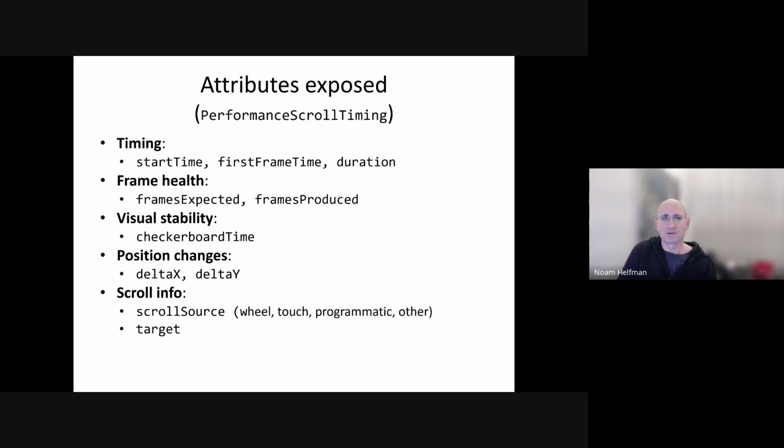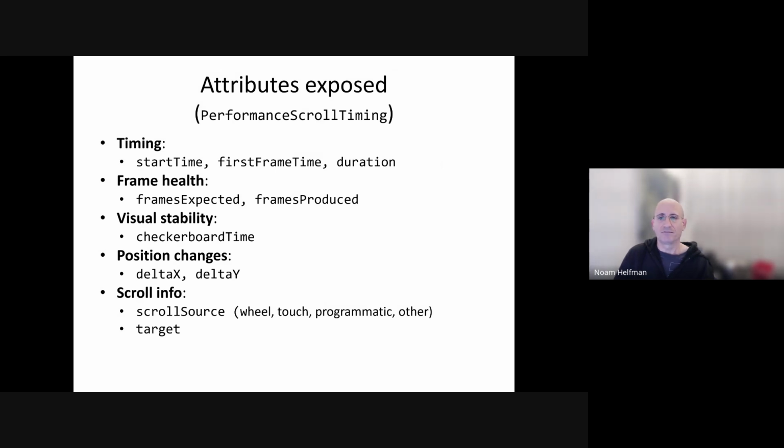So what kind of attributes are exposed in this proposal? The first one is the start time. It's the hardware start time of when the interaction for the gesture that forced scroll started. And then we present the first frame time, the first frame after the start time, and the overall duration. And I'll talk in more detail about what that means.